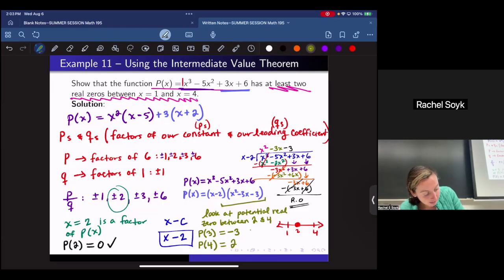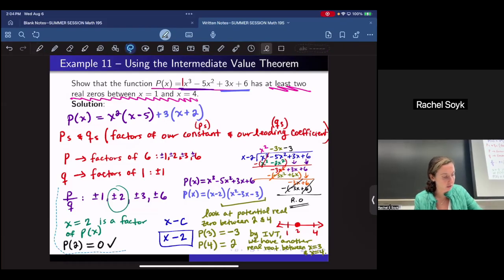So by our intermediate value theorem, we have another real root between 3 and 4, between x equals 3 and 4. And that's it. We proved it. I'll shrink this and just put that final sentence in.